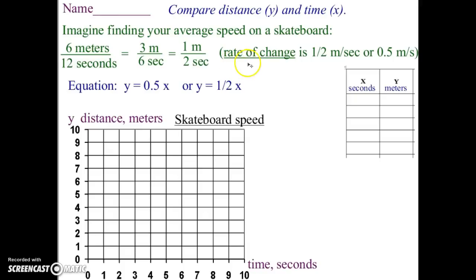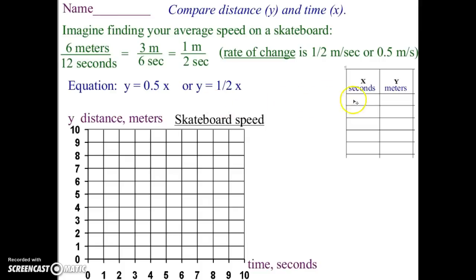So the rate of change is another word we're using. The rate of change, how we're changing, is 1/2 meter for every second, or as a decimal, 0.5 meters per second. See, it's kind of like the 55 or 50 miles per hour. Now we've got 0.5 meters per second. So you always want to get the simplest way to compare two things. And if you make an equation for that, it's y equals 0.5x. Y is your distance, x is your time.